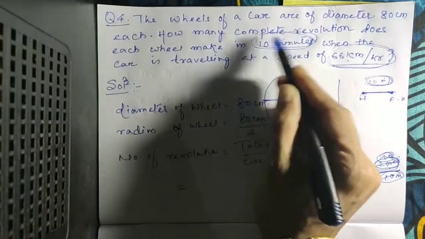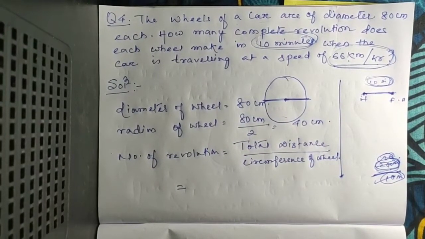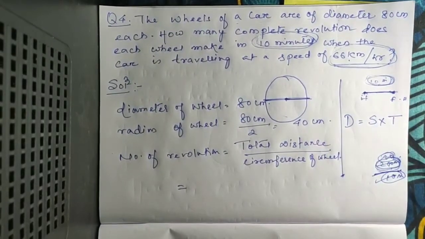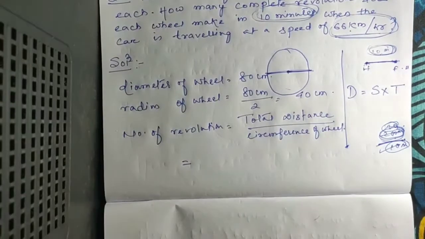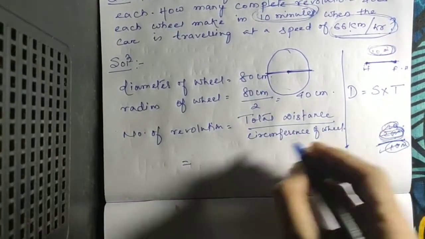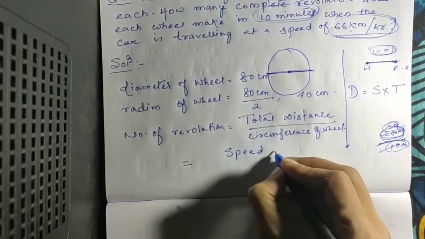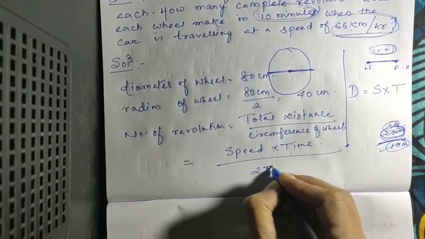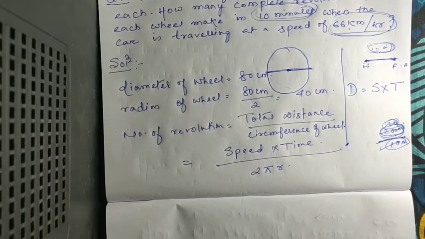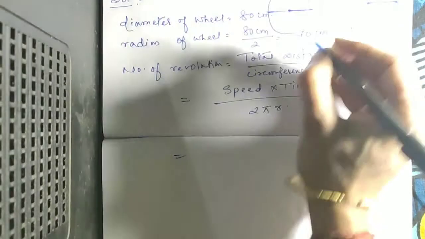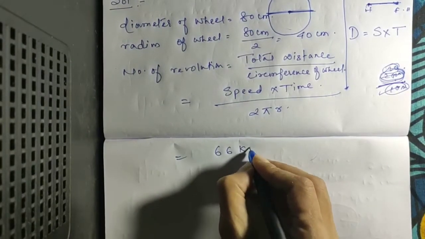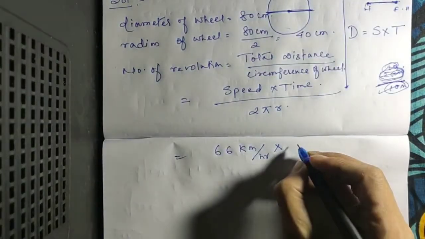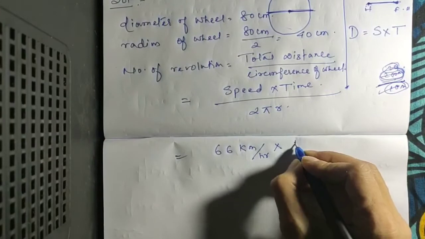Now total distance, here you see in the question, this is a speed given and this is a time given, right? And we know distance formula, speed into time. Distance equal to speed into time. So we are going to use this formula here. Speed into time by circumference of the wheel, that is 2 pi r. So speed, it is 66 km per hour into time, that is given 10 minutes.